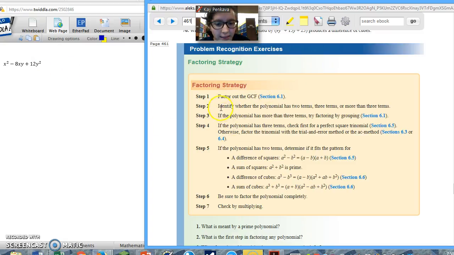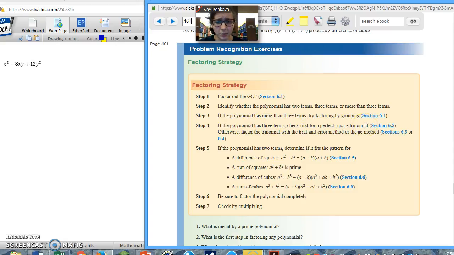And then we identify whether the polynomial has 2 terms, 3 terms, or more than 3 terms. Well, the polynomial does not have more than 3 terms, it has exactly 3 terms, so we're going to skip to step 4. It says if the polynomial has 3 terms, check first for a perfect square trinomial.